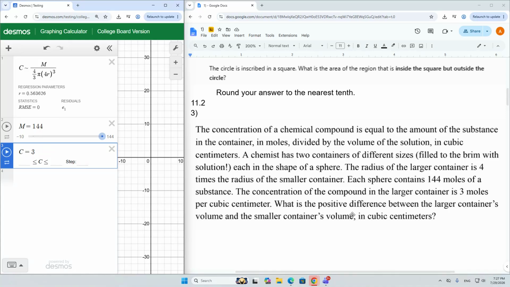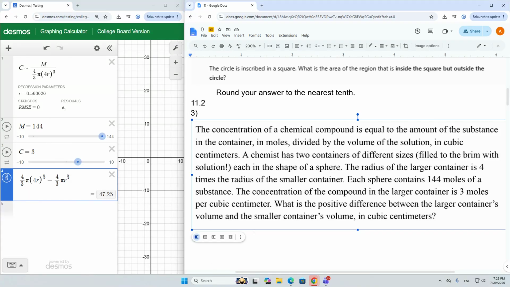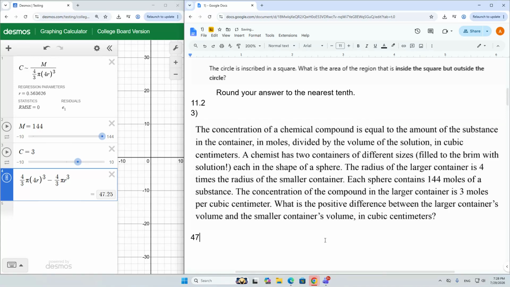Okay, cool. So then it wants me to find the positive difference between the volumes. So watch this, guys. Let Desmos do what it does. So pi, I'm going to do 4r cubed minus 4/3 pi r cubed, okay? So 47.25. Good problem, okay? So you can do it efficiently on Desmos. Don't be intimidated by the words, just break it down. The wordier the problem, the easier the math. It's just a 3-variable equation.